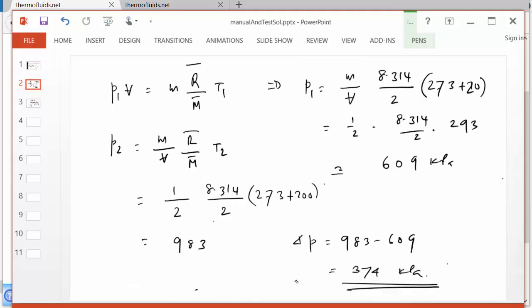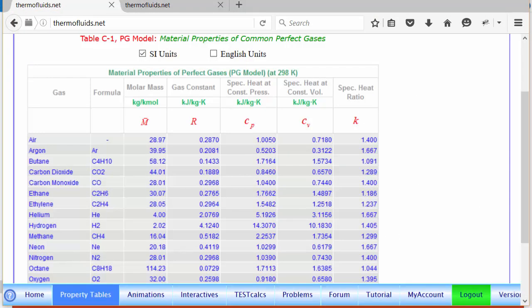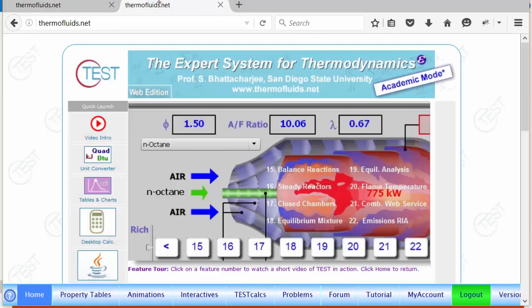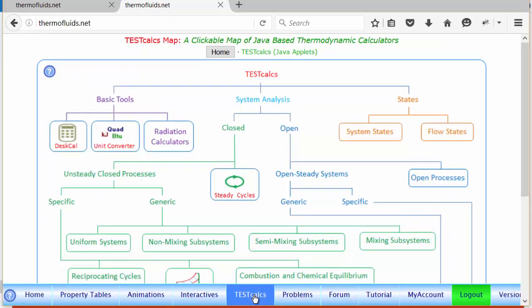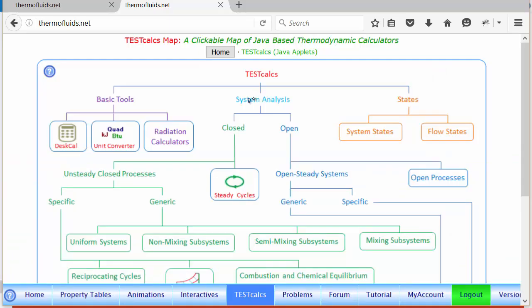So let's go verify the solution first. To verify the solution, we go to thermofluids.net. I already logged into another tab here, and we go to the TESTcalc modules. You see a lot of choices here. If you just park the pointer somewhere, it will come up with help explaining what that branch means, and of course it follows the thermodynamic logic. Instead of doing a system analysis, let's just attack the problem as a state analysis problem, that is, we are just trying to find the properties.